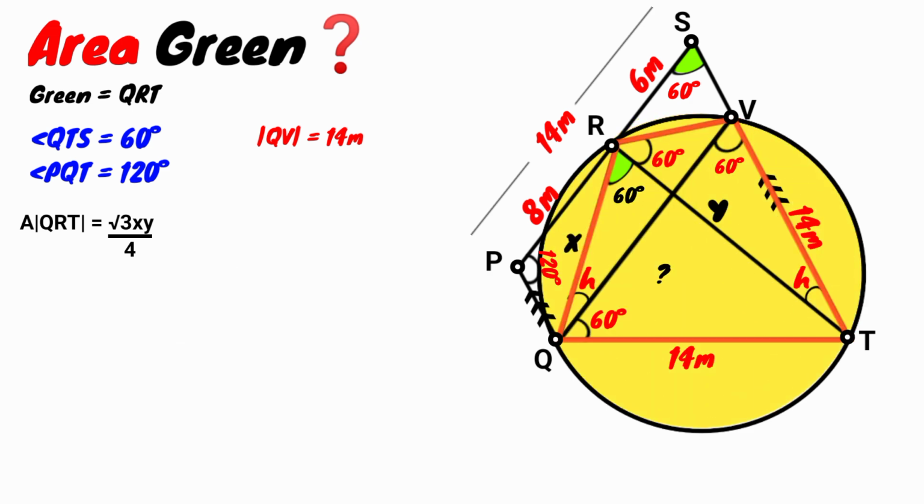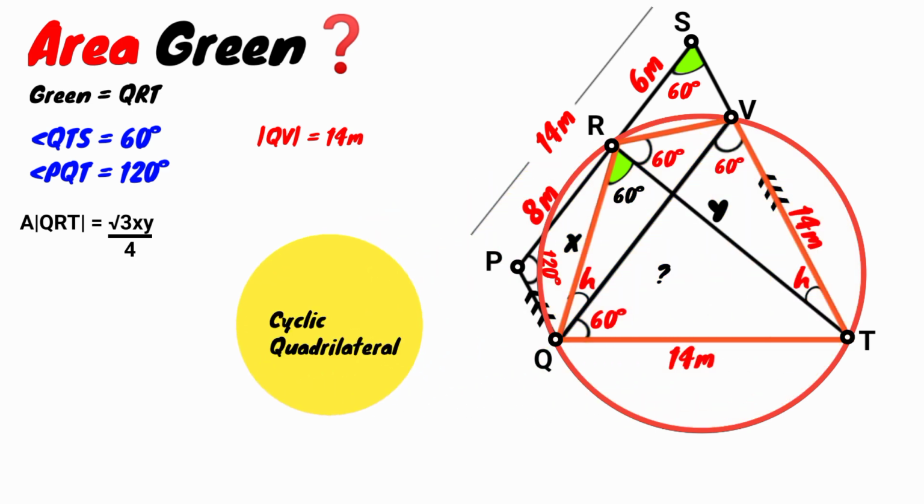Now look at this quadrilateral QRTV. It has all its vertices lying on the circumference of the circle. That makes it a cyclic quadrilateral. We assume the length of this side to be Z. Line QV, don't forget, we wrote it here.